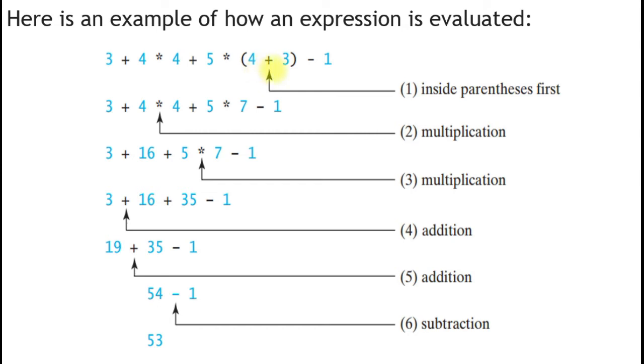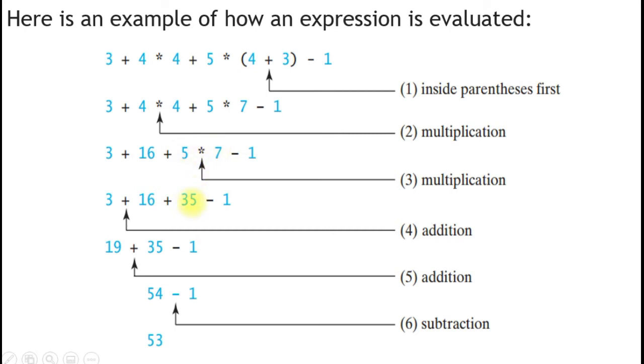So 4 plus 3 is equal to 7. Okay? Next is multiplication, because addition is not the second level. So multiplication is next. So 4 times 4 is 16. Then there is still another multiplication. Let's finish it. 5 times 7 is 35.